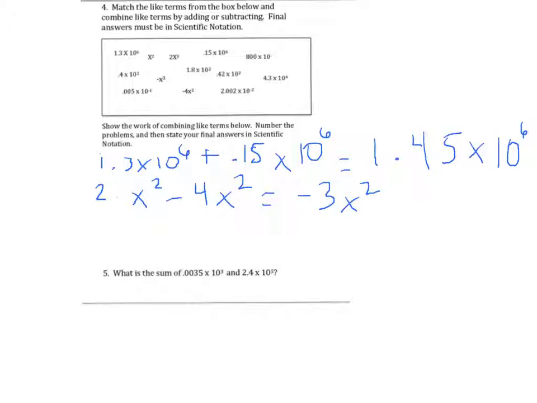On the next one, I just showed how it relates to variables with exponents. X squared minus 4x squared equals negative 3x squared. And then I make them go ahead and show their work and combine all the like terms out of the box in that section.